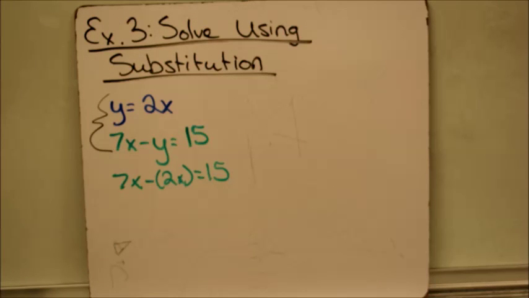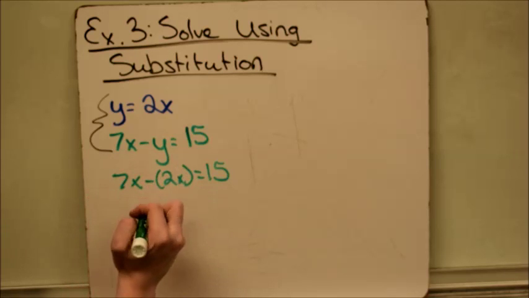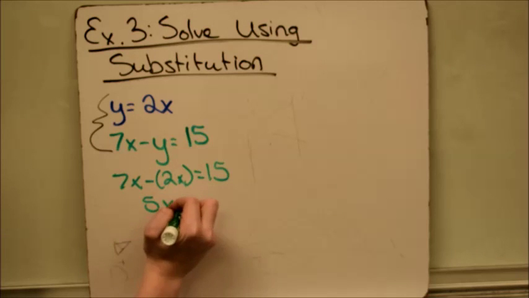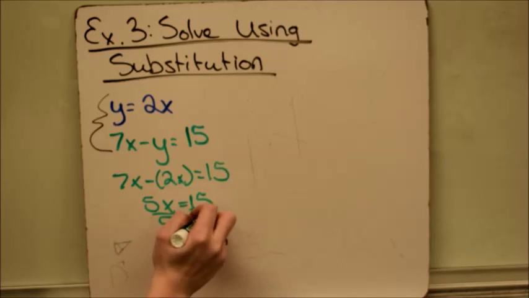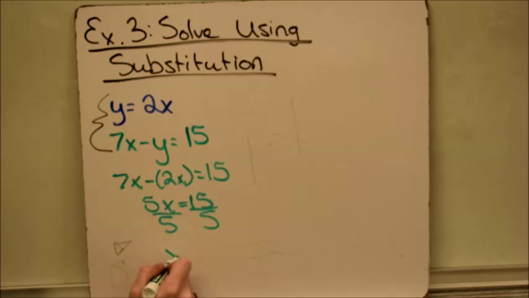Okay. Now that I've done that, I can solve for x. So 7x minus 2x is 5x equals 15. Divide by 5 on both sides. X equals 3. All right, I have one of my answers.